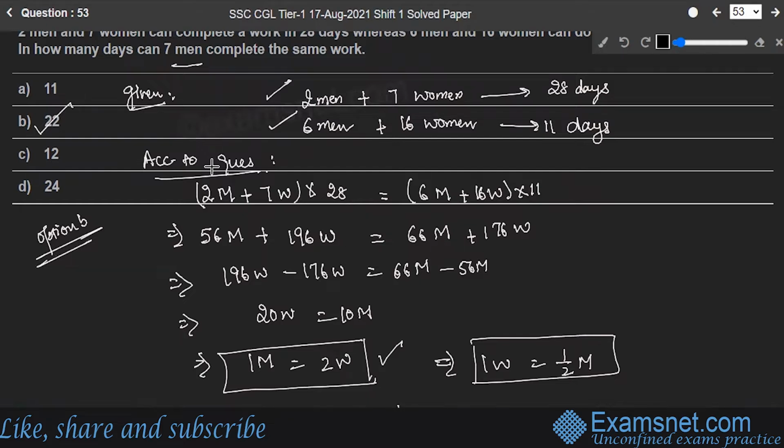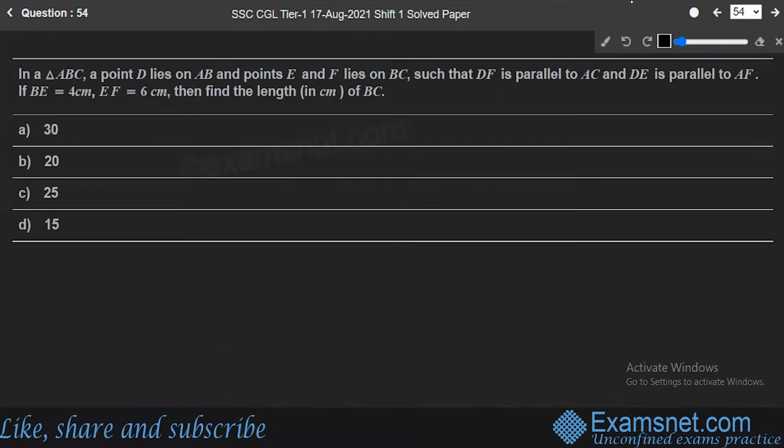Hope you are clear. Then let's move to the next question, number 54. It says in a triangle ABC, a point D lies on AB and points E and F lie on BC, such that DF is parallel to AC and BE is parallel to AF. If BE is equal to 4 and EF is equal to 6, then you have to find out what BC is equal to. Of course, you need to make a figure to solve this problem. You can't solve it without making one. So let's make a triangle ABC.